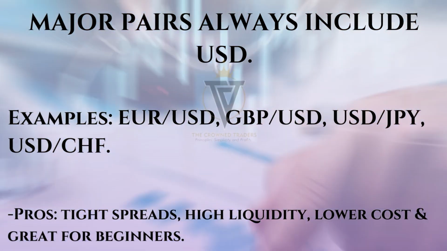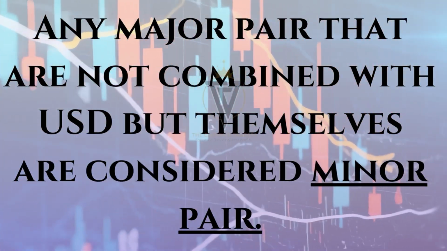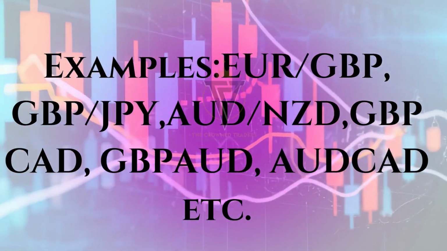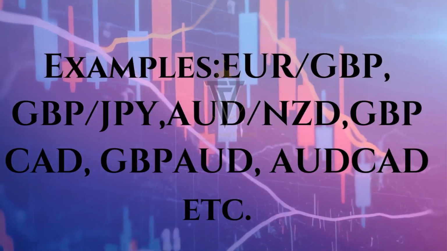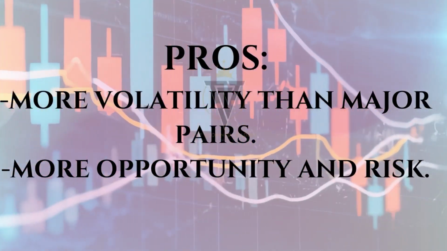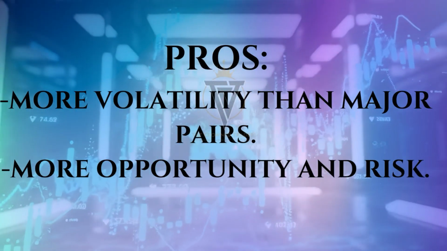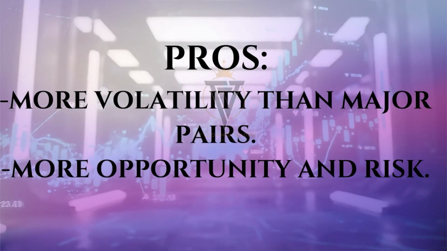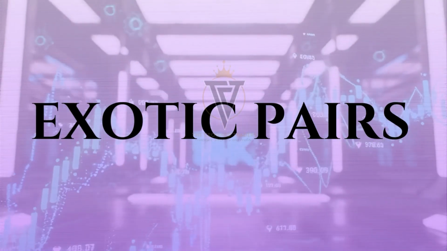Number two is the minor pairs. Any major currencies that are not combined with USD but with themselves are considered minor pairs. Examples are Euro GBP, GBP JPY, AUD NZD, AUD CAD, GBP CAD, GBP Aussie or Australian dollar, etc. They also have an advantage. One of them is more volatility than major pairs, and so there are more opportunities and risks to take advantage of on minor pairs. Number three, and the last, is the exotic pair.